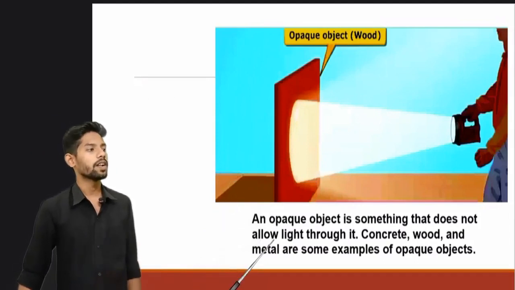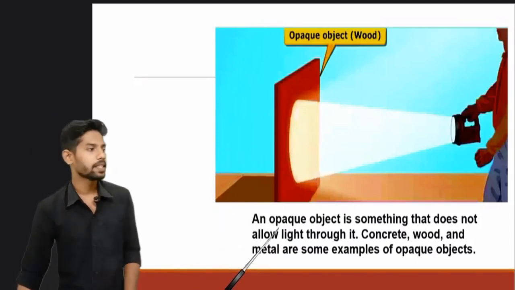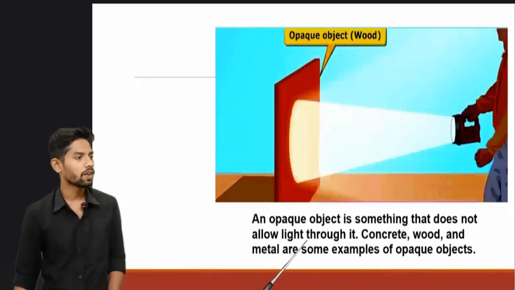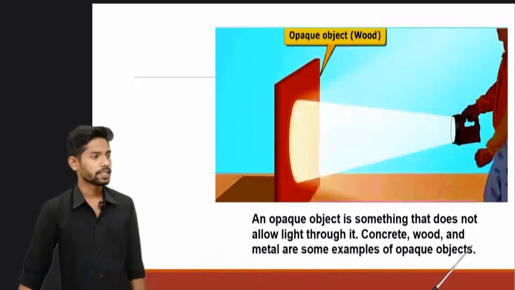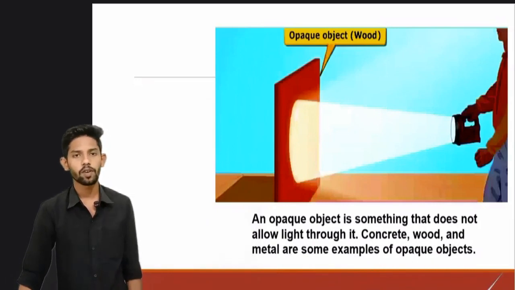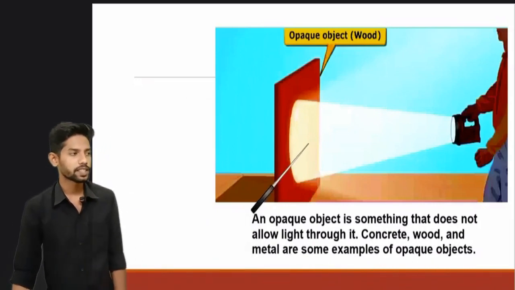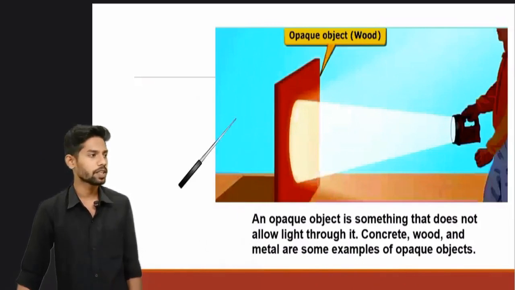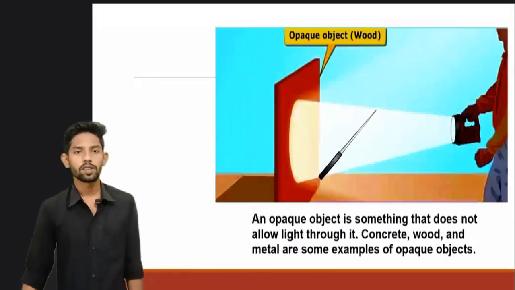So overall, in a simple manner, opaque objects are something that does not allow light to pass through it. For example, wood, wall, metal, some examples of opaque objects. So you can see it is not allowing the light to come outside of this wooden piece. These things are called opaque objects.